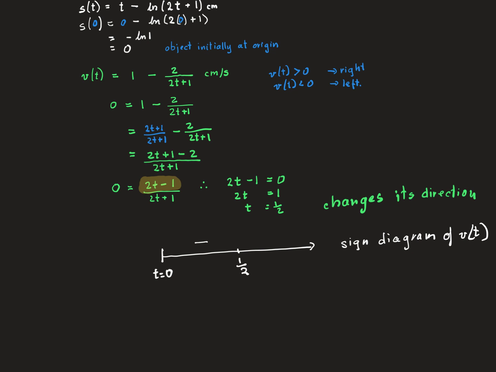If I now happen to choose maybe a value of 1 and put 1 in here, that would be 2, take away 1 is 1, and 2 plus 1 is 3. That'll give me a positive number, so I can quite confidently say that this is going to be a positive sign over here. And so what this means is that on this side here, the object is moving to the left, and after time is a half, it'll be moving to the right.